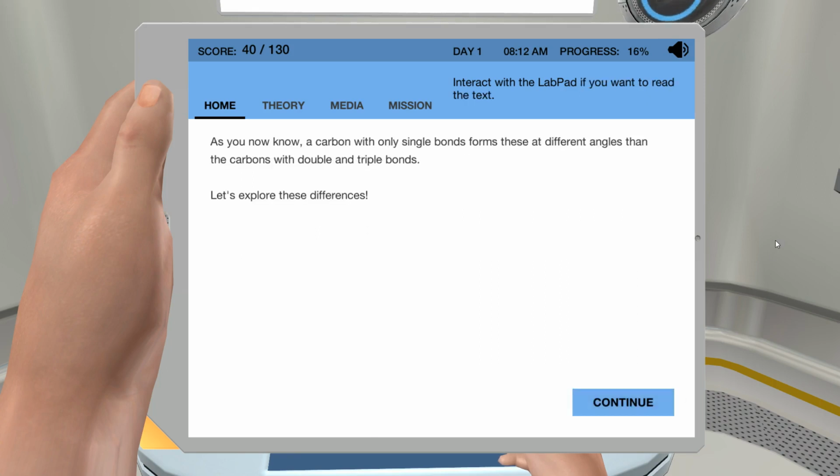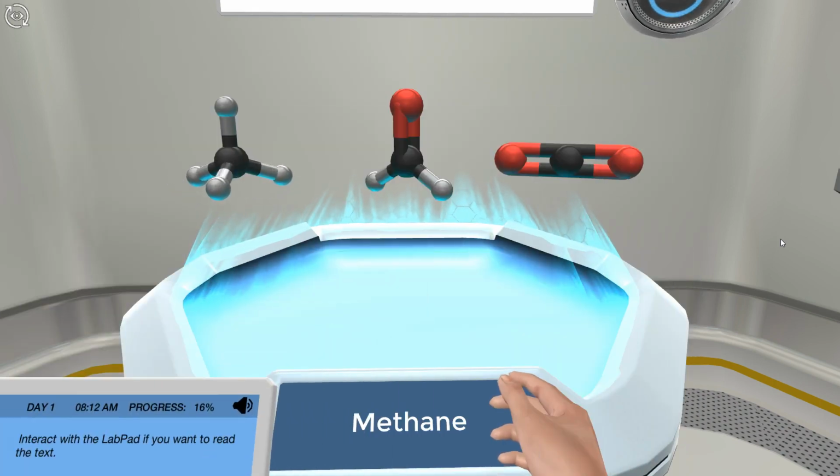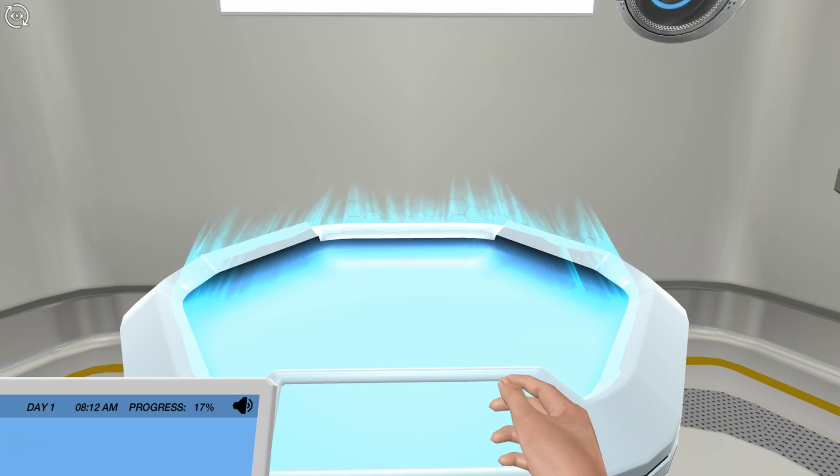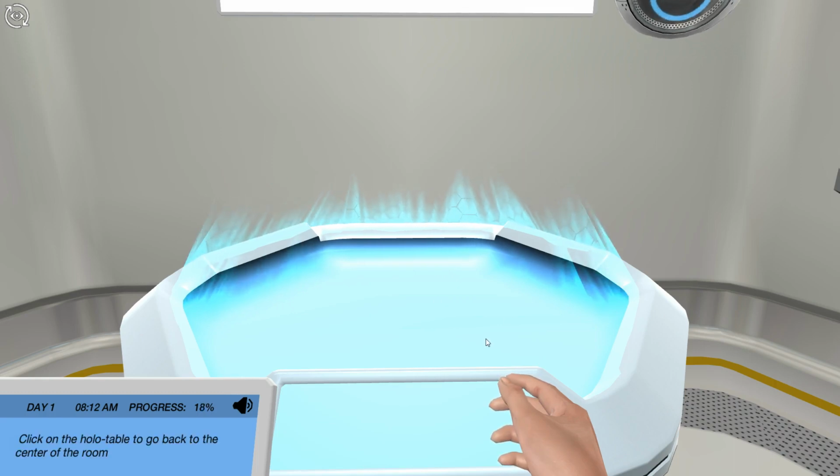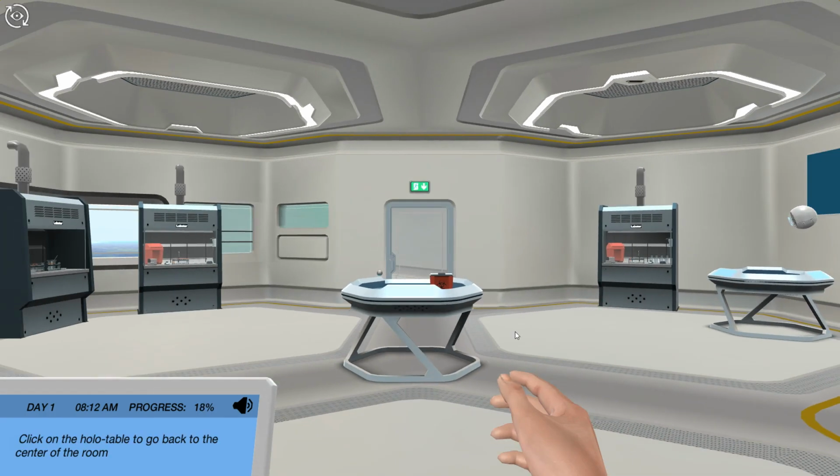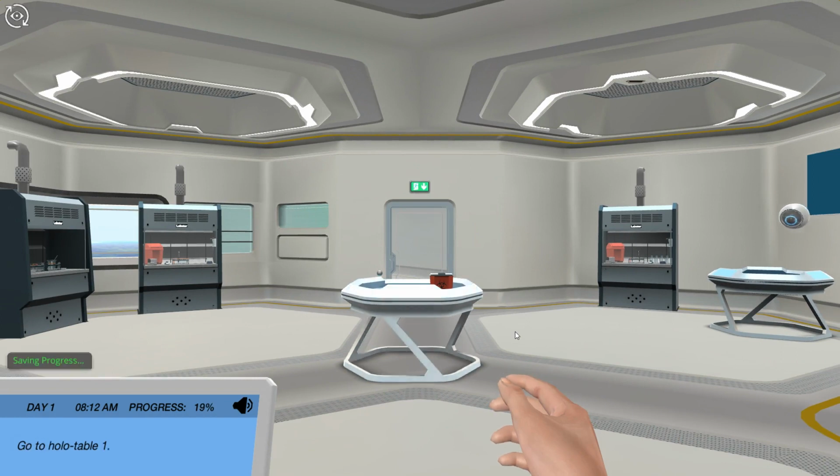As you now know, a carbon with only single bonds forms these at different angles than the carbons with double and triple bonds. Let's explore these differences. Click on the holo table to go back to the center of the room. Go to holo table 1.